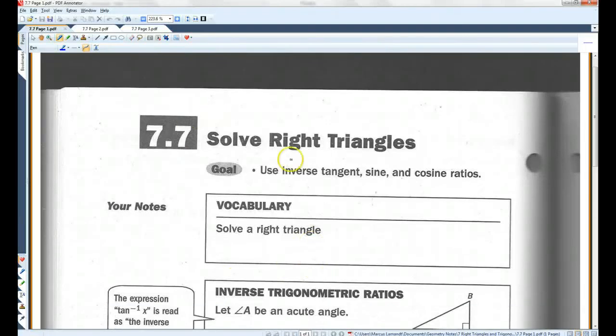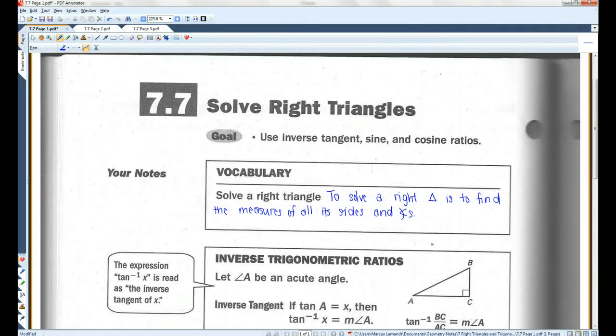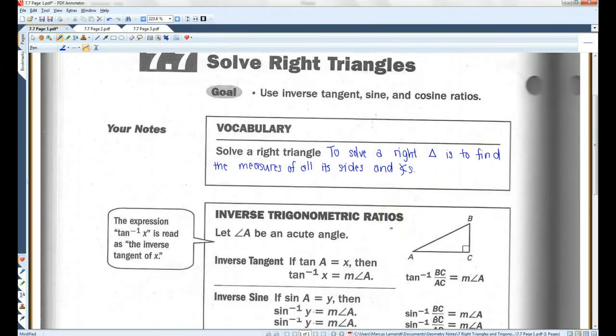Alright, if you guys could please turn to 7.7, solve right triangles. To solve a right triangle is to find the measures of all its sides and angles. So if you're given a problem and it says solve the right triangle, you should be getting more than one answer. You're not just looking for one side or one angle. You're looking for all the sides and all the angles.